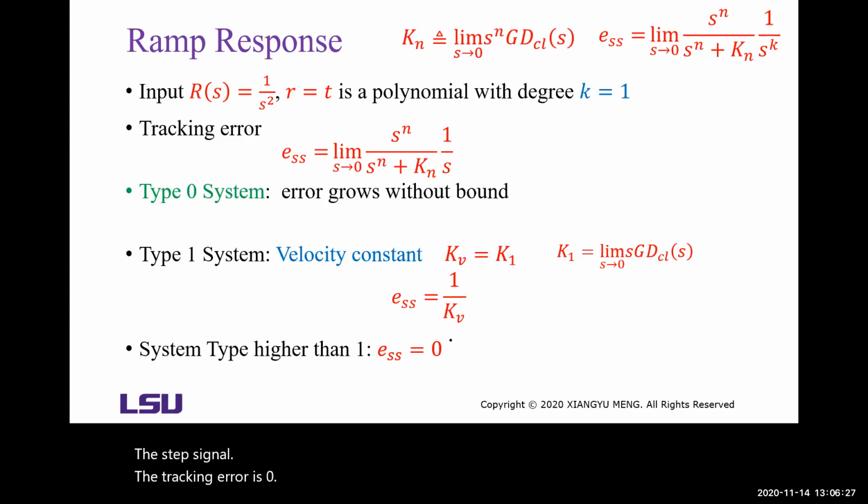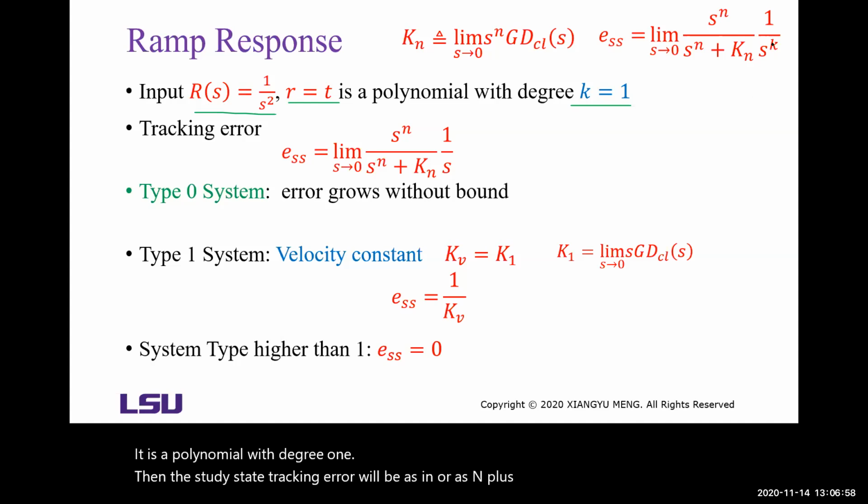Now let's take a look at the ramp input. The ramp input is t. The Laplace transform is 1 over s squared. It is a polynomial with degree 1. Then the steady state tracking error will be s^n over s^n plus K_n, times 1 over s.